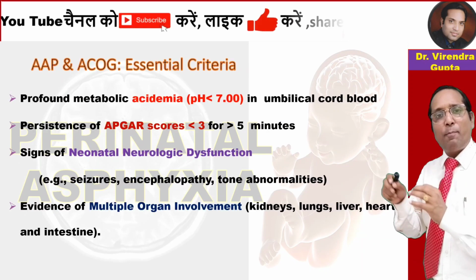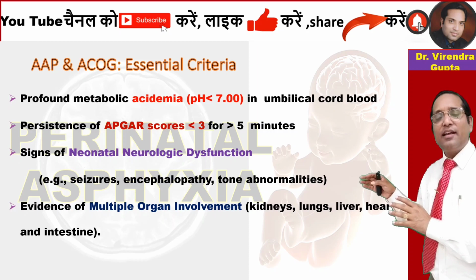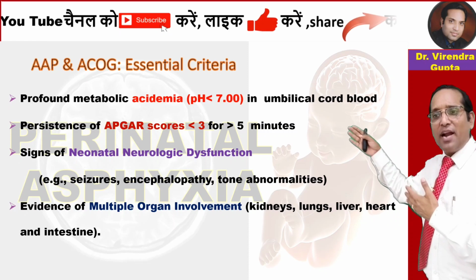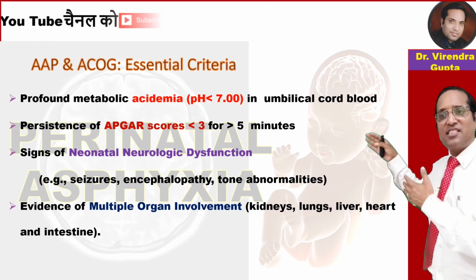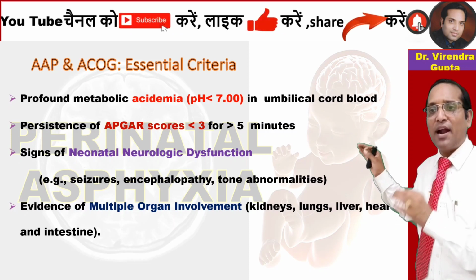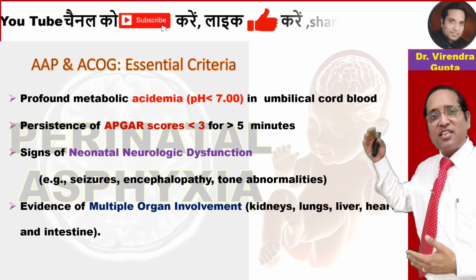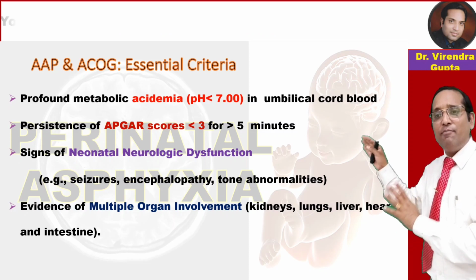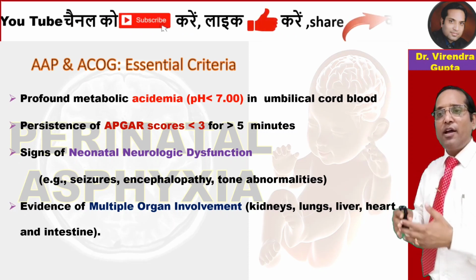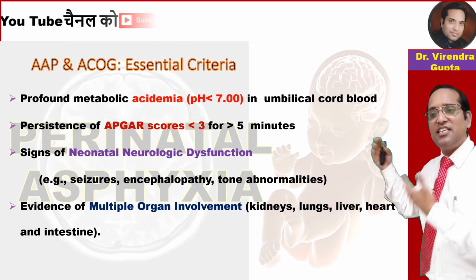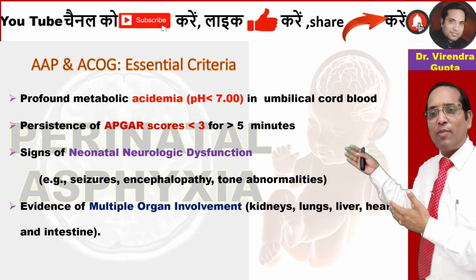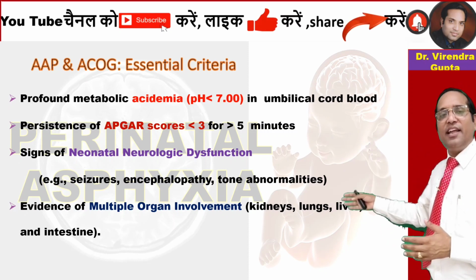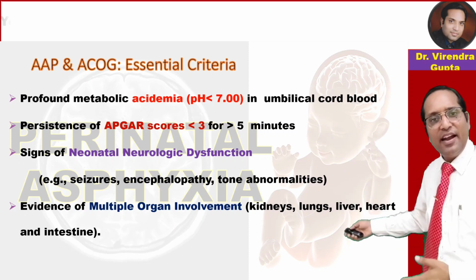The American Academy of Pediatrics and ACOG guideline gave some essential criteria for perinatal asphyxia: profound metabolic acidemia, with pH less than 7 in the umbilical cord blood; persistence of an APGAR score less than 3 for more than 5 minutes; signs of neonatal neurological dysfunction such as seizures, encephalopathy, tone abnormalities; and evidence of multiple organ involvement such as the kidney, lung, liver, heart, and intestines.